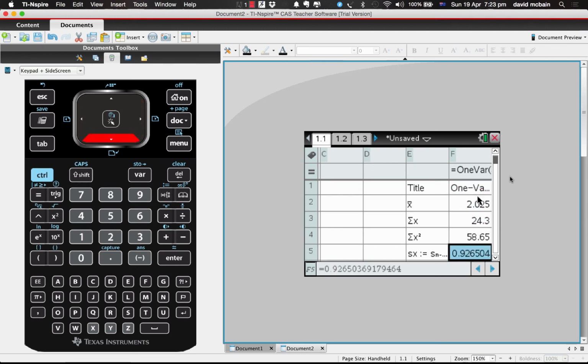Now if we go down, remember, there's our five-figure summary: our minimum value, our first quartile, there's our median, 1.95, third quartile, and the maximum. That's the value we want, 1.95. So 1.95 would be the median of the X value.